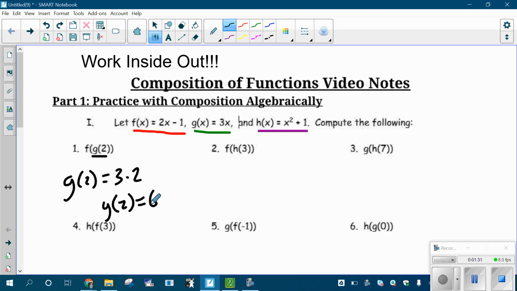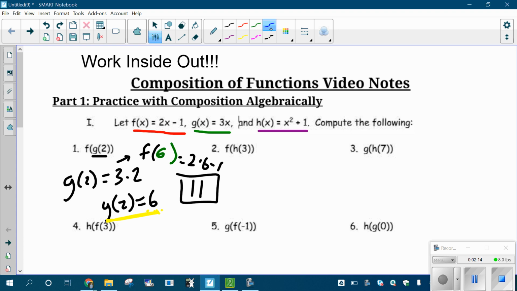Now you've done the inside part. What do you still have to do? You still have to do f. You don't do f of 2. You do f of what you just figured out. That's 6, what g of 2 is. So you replace the g of 2 with 6, and now I just do f of 6. Plug 6 in for x into the f equation. So I get 2 times 6 minus 1, and I get 11. That's my final answer. The key is working inside out. Cool? Let's do another one together.